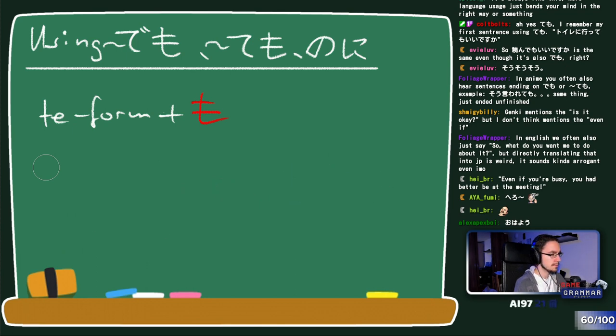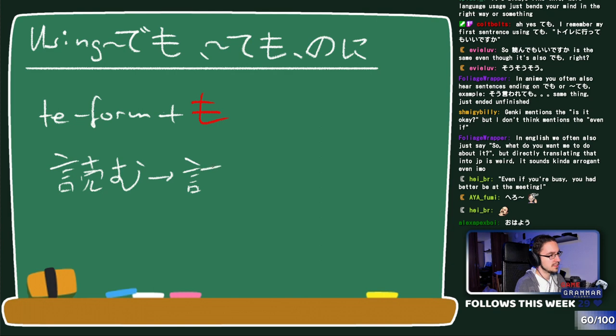Because, for example, 読む just conjugates like that, right? 読む is this guy. Try not to confuse, like, 読む and 話す and everything. 読む would just conjugate to 読んで. But that's just because of the verb conjugation pattern. Because the te form of 読む is 読んで, and then も. 読んでも, right? Functionally, it's exactly the same.